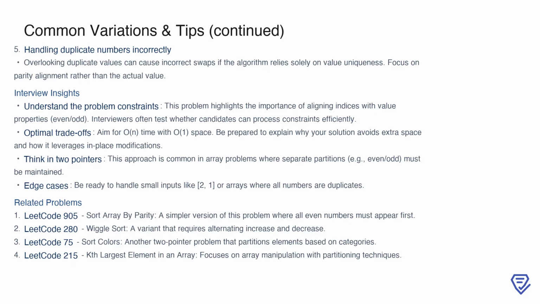905, which involves sorting an array by parity without alternating constraints. There's also LeetCode 280, Wiggle Sort, which alternates increasing and decreasing numbers, and LeetCode 75, Sort Colors, which is another classic two-pointer problem. Lastly, LeetCode 215 focuses on partitioning techniques, making it a good complement to this problem.